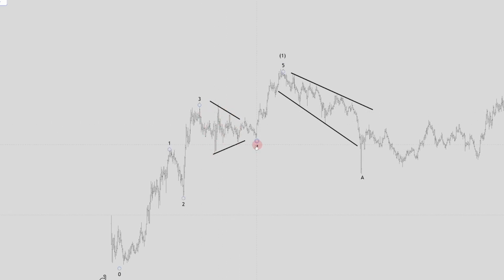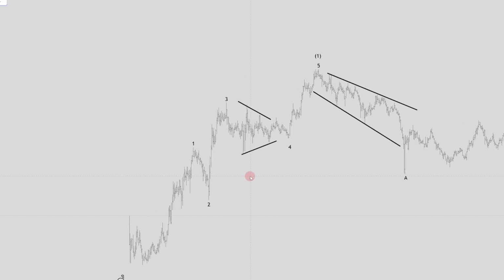Because in triangles, and this is the educational part of this video, normally the subwaves of the triangles must subdivide in 3 waves. And this structure of the subwaves must be of the zigzag family. Now, one of the subwaves could be a more complex structure, could be a double or a triple zigzag, or a triangle itself.